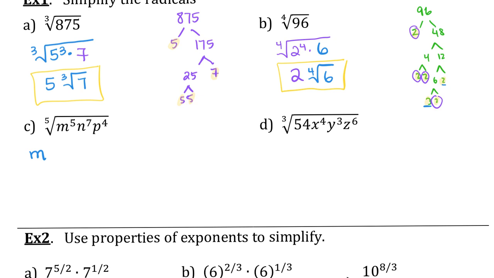Okay, now if I have the fifth root of n to the seventh, since n to the seventh is more than n to the fifth, I can for sure take out an n. Okay, so I canceled out n to the fifth. How many n's are left? N to the second. Okay, now when I get to p to the 4, p to the 4 is not as high as p to the 5th, so there's no way I'm going to take it out. So I'm going to leave my answer like that.